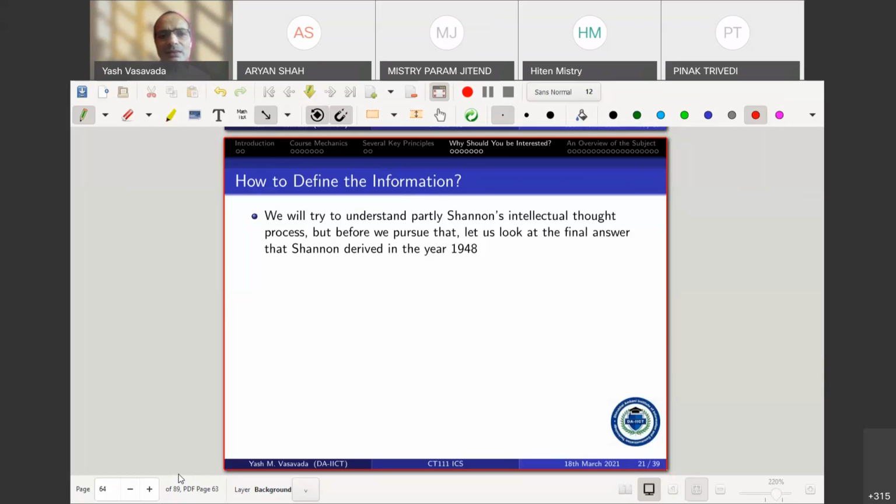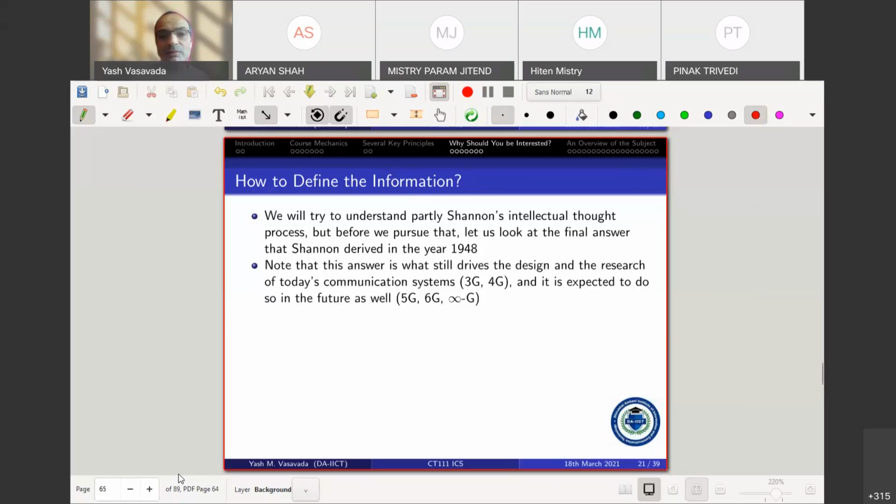So this is the answer that Shannon developed in the year 1948, and that is what he published in that paper. And what is amazing is that this answer is still driving the design, the analysis and the research of today's communication systems, 3G and 4G, and it is also setting the baseline for the future communication systems, 5G, 6G, and it doesn't matter what generation it is. Even 100 years from now, people will still be tied by the theoretical developments that Shannon developed.